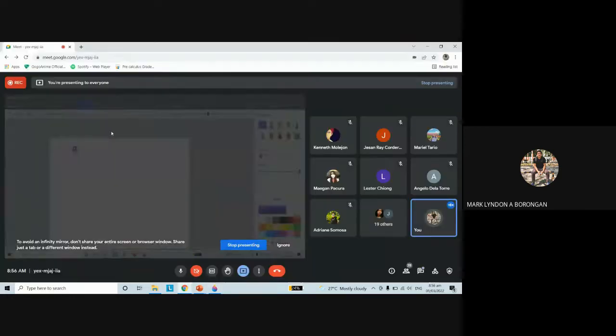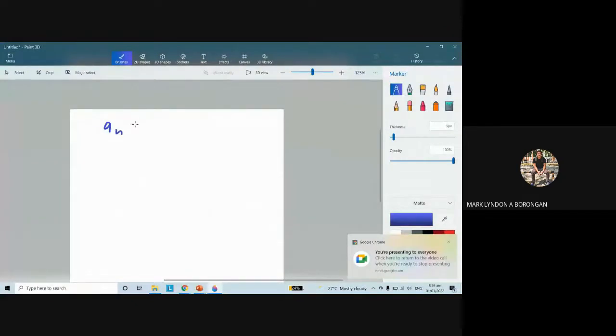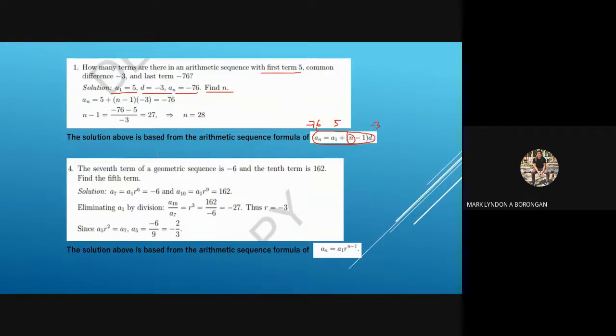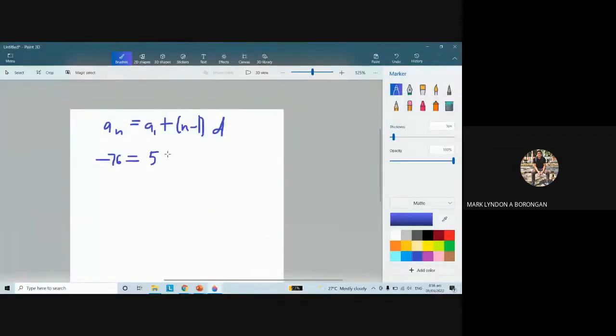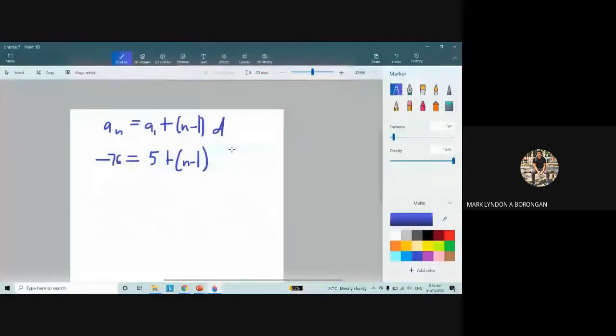Ang formula diri is a sub n which is equal to a sub 1 plus n minus 1 times d. Okay. So, natay a sub n nga negative 76, di ba? Napunta a sub 1 which is equal to 5. Mo na itong first term. Plus n minus 1. Ang atong common difference is negative 3. So, n na lang itong ipangita.